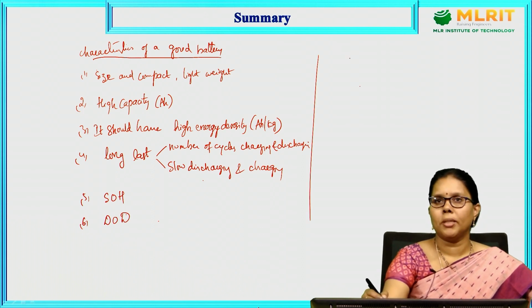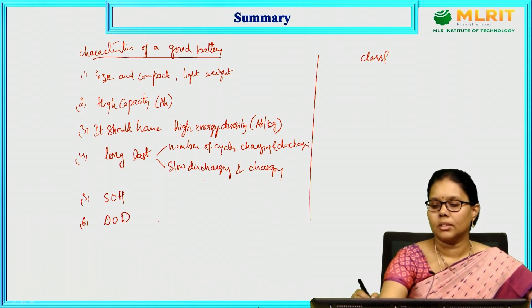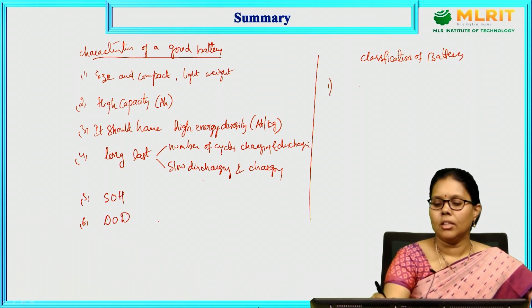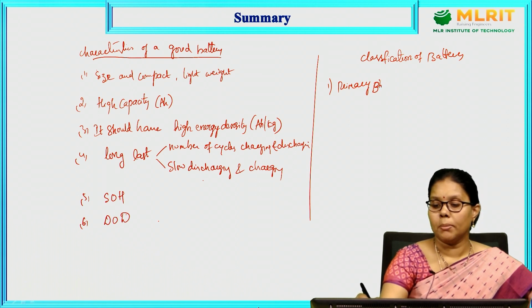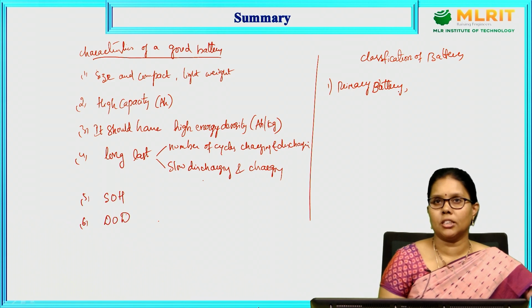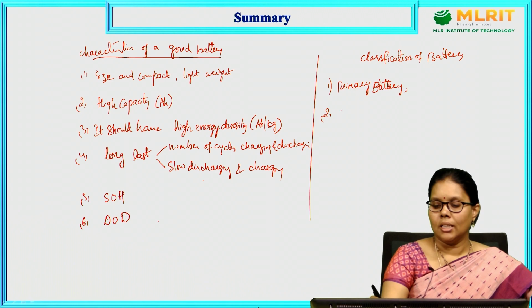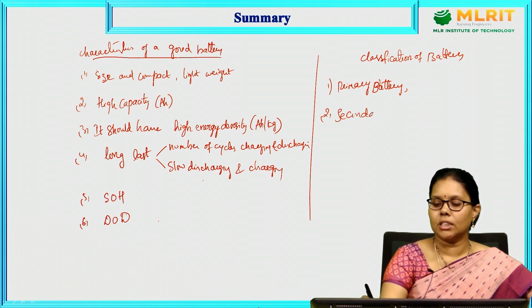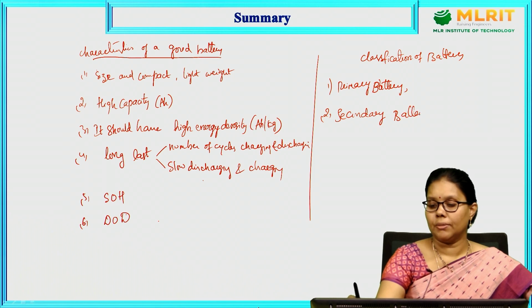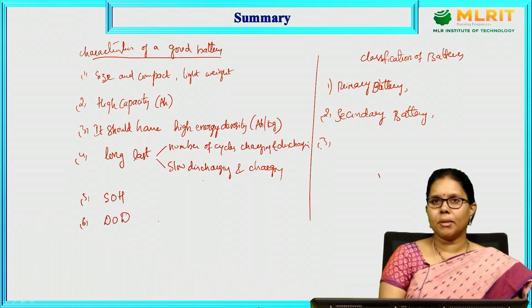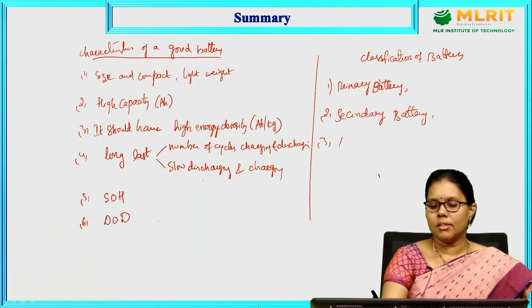And the last topic is the classification of batteries. In this, we have studied first, the primary battery, which is an irreversible battery that cannot be recharged. Example, dry cell, lithium manganese dioxide battery. Second is the secondary battery, which is a reversible battery that can be recharged. Examples are nickel cadmium battery, nickel metal hydride battery, and lithium ion battery. And the third one is reserve batteries.